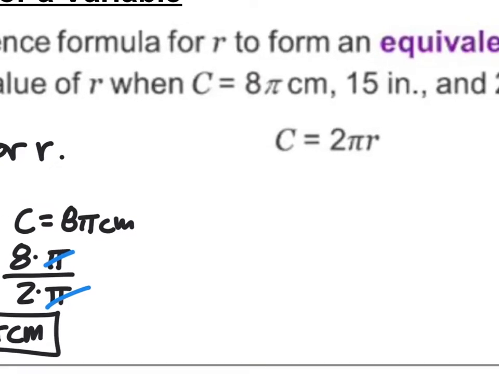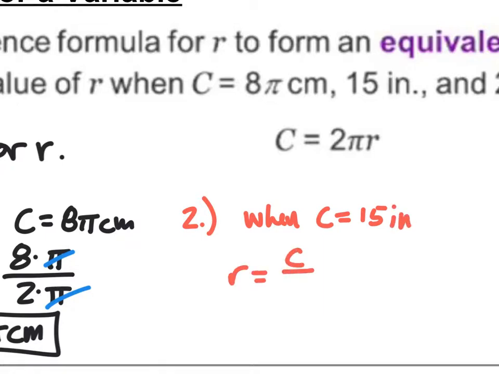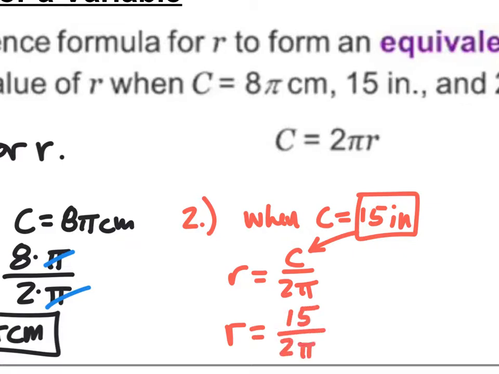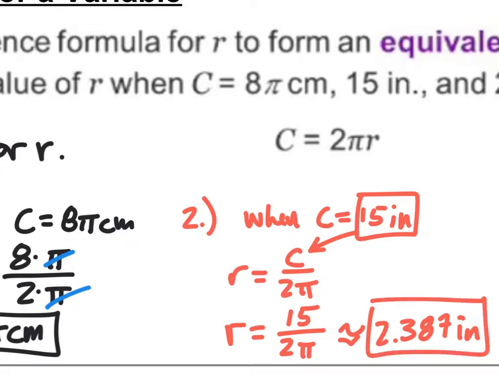The next one is 15 inches. On number 2, when c is equal to 15 inches, I'm going to substitute that in. I know that my radius is equal to the circumference divided by 2 pi. So I'm going to take 15 and substitute it in for c, so my radius is equal to 15 divided by 2 pi. Let's go ahead and do that in the calculator. I'm going to do 15 divided by the quantity 2 pi, and that's going to give me approximately 2.387, and that's in inches. And so that's my radius when my circumference is 15.